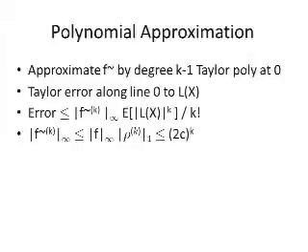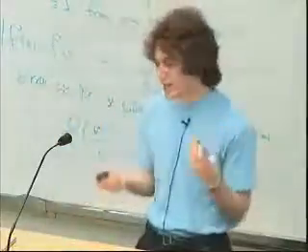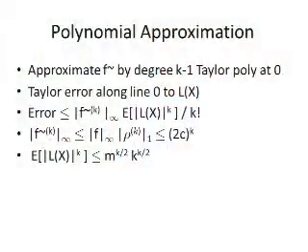The size of the kth derivative was at most 2c to the k. The expectation of the kth derivative, well, in each coordinate it's just a Gaussian. So in each coordinate it would be like k to the k over 2.